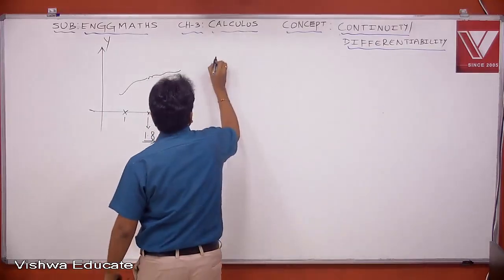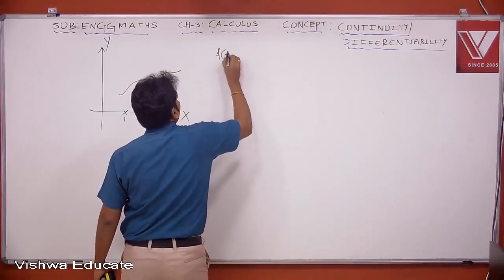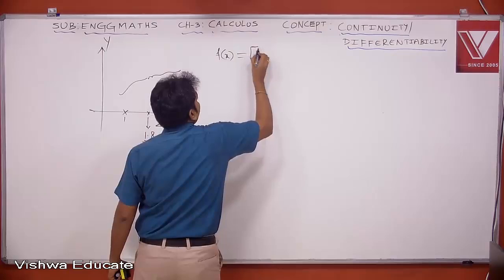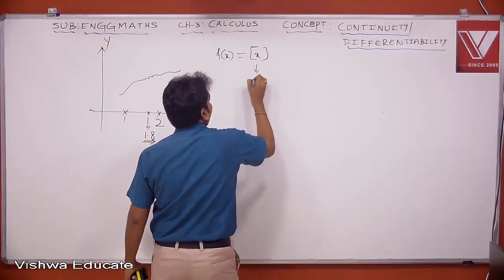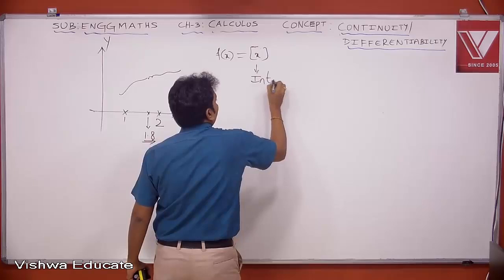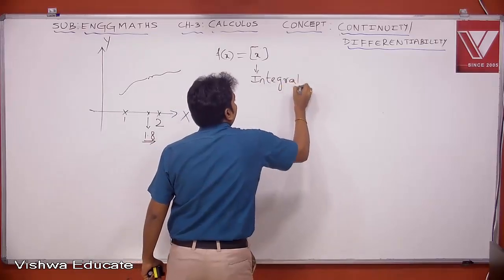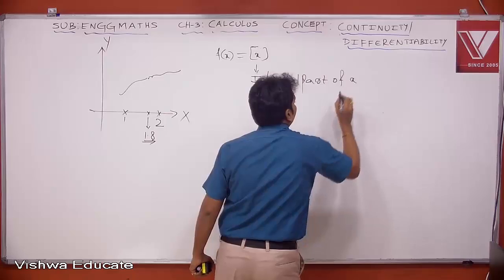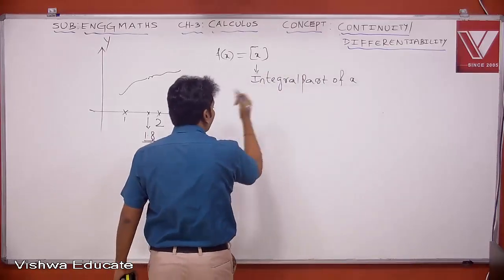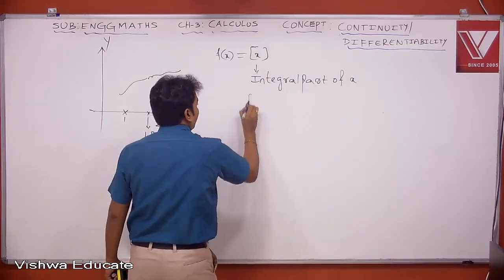Now I give one specific example where the function has a multiple number of discontinuous points. The example is this: f of x equal to step x. Basically this is nothing but the integral part of x. How to define this? Let us start with some examples.